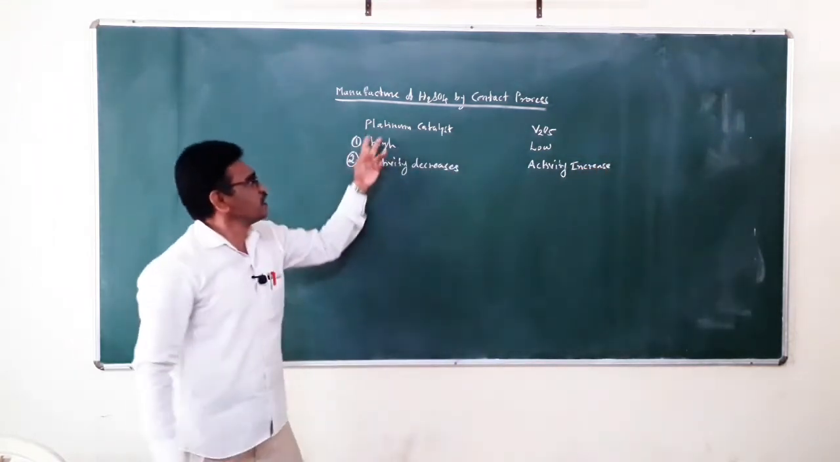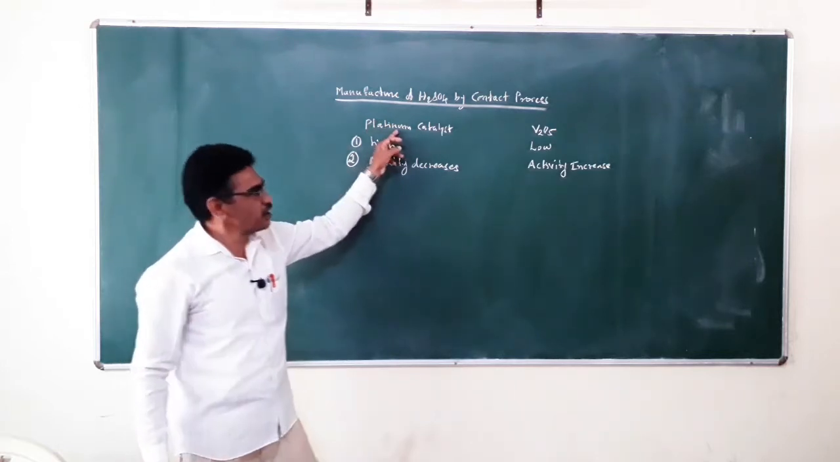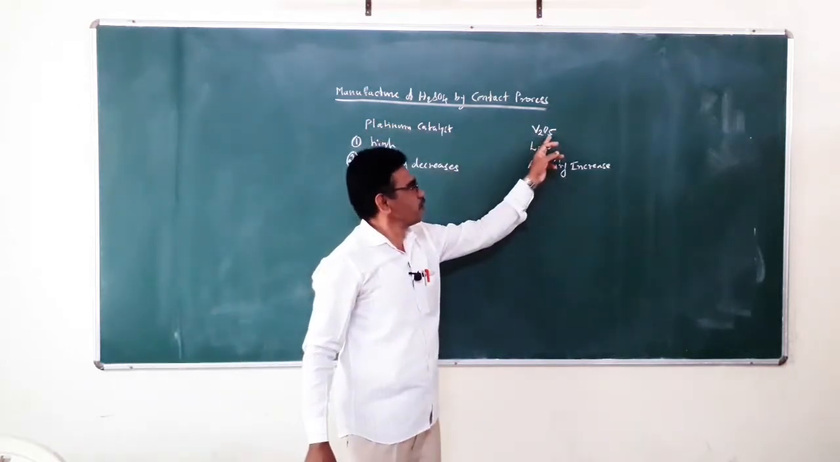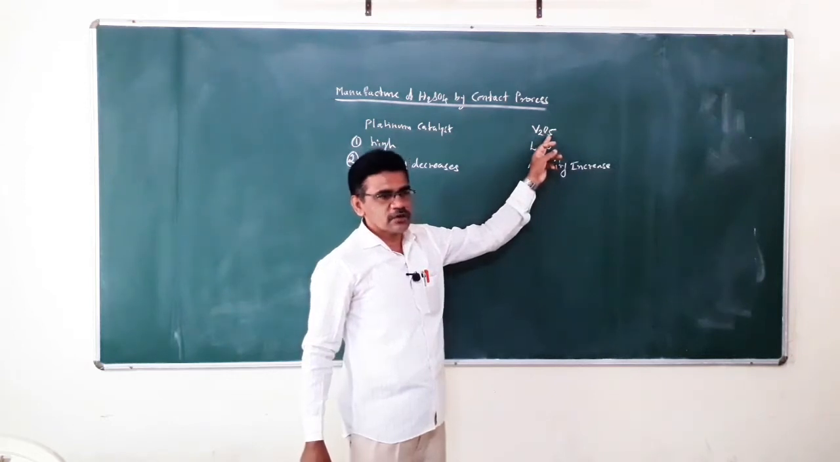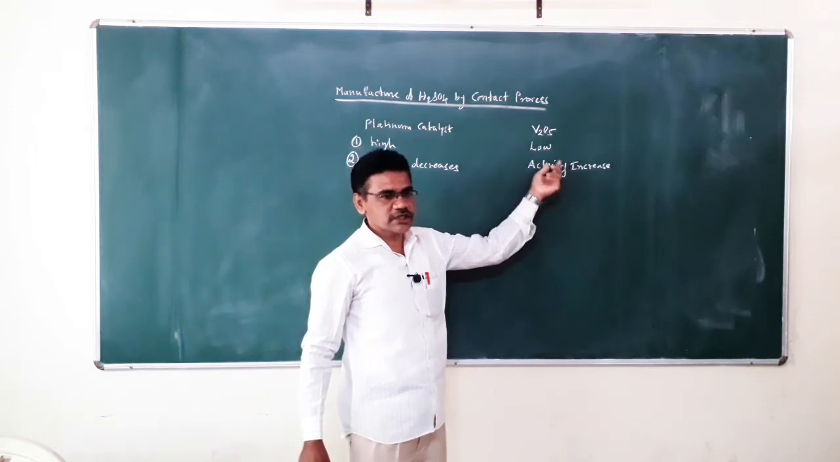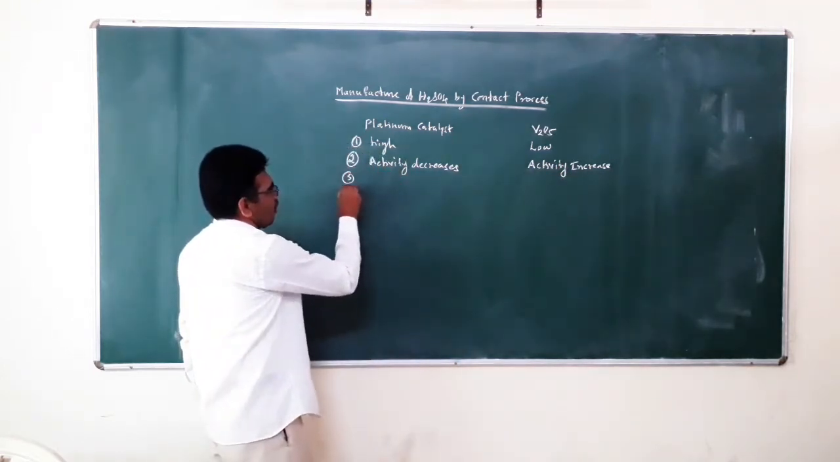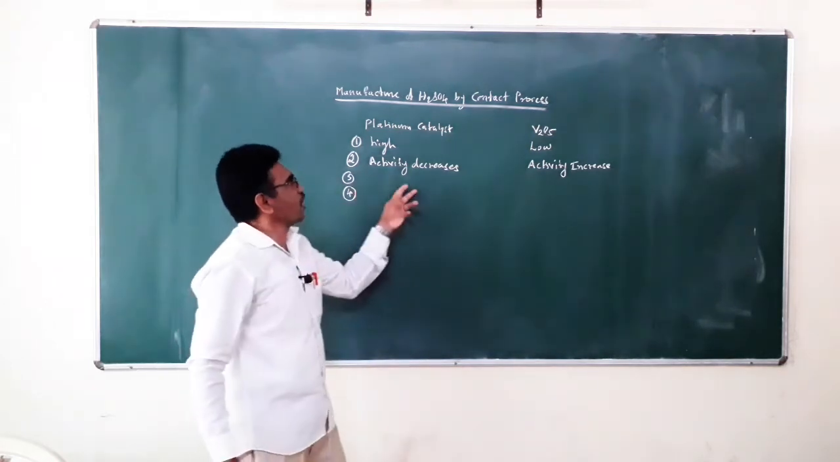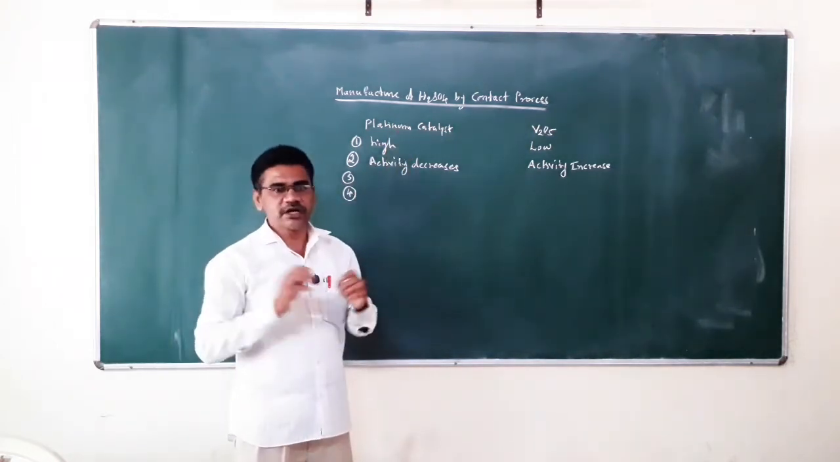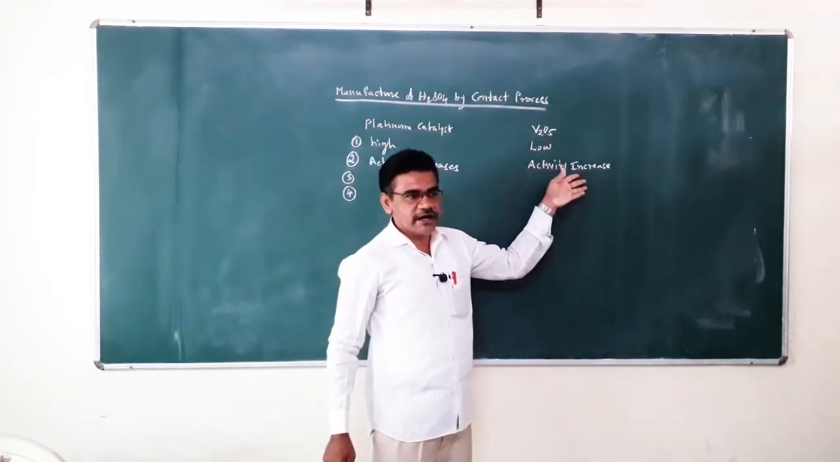By using this platinum catalyst, it gets poisoned. But here, by using this vanadium pentoxide, no danger of poison. Fourth is, this platinum catalyst is difficult to handle, but this vanadium pentoxide is easy to handle.